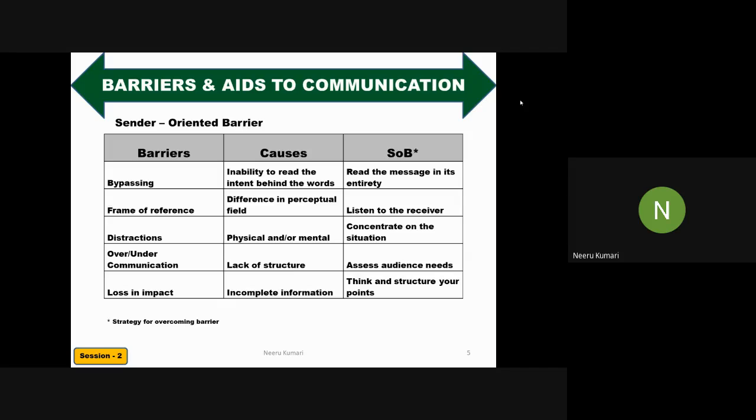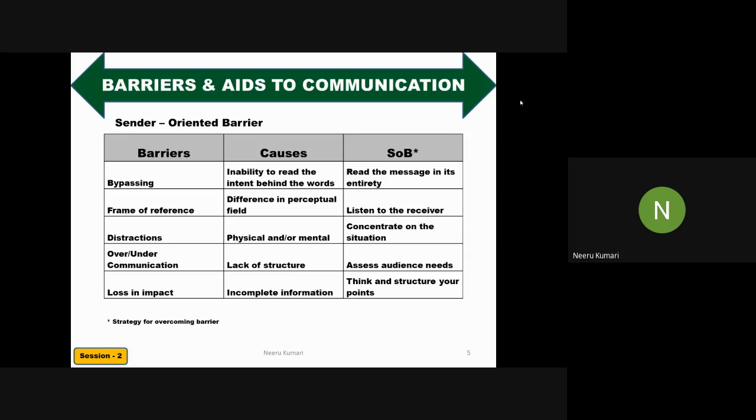Distraction could be physical or mental. Any kind of disturbance, any kind of problem wherein the flow of thought and communication breaks, that is called distraction. And the distraction could be physical or mental. And because of this distraction, what happens? You cannot concentrate, and if you really want to concentrate, you have to avoid and eliminate distraction.